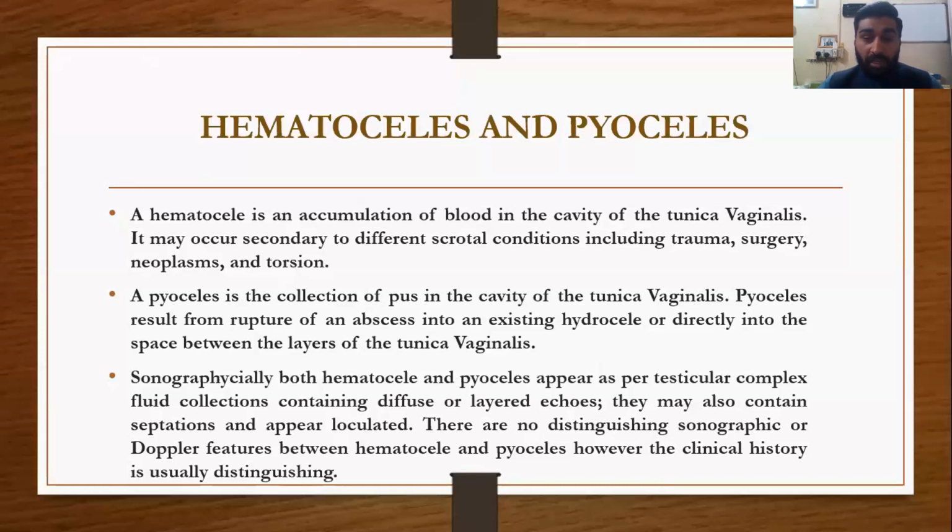Sonographically, both hematocele and pyocele appear as pertesticular complex fluid collections containing diffuse or layered echoes. They may also contain septations and appear loculated. There are no distinguishing sonographic or Doppler features between hematocele and pyocele. However, the clinical history is usually distinguishing.